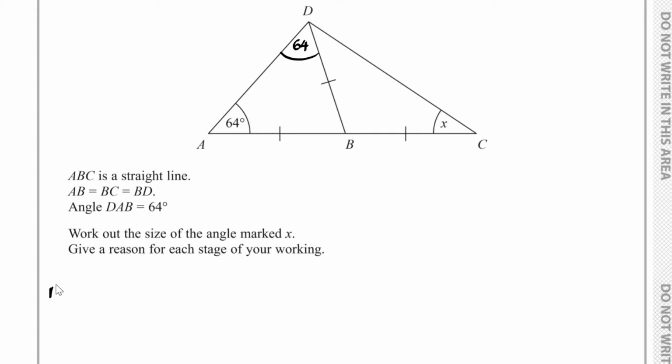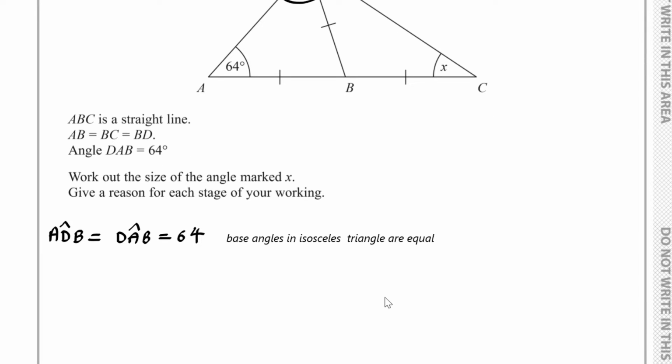We see that the angle ADB, that's this angle, is equal to the angle DAB, which is equal to 64 degrees. And the reason for this is that the base angles on an isosceles triangle are equal.